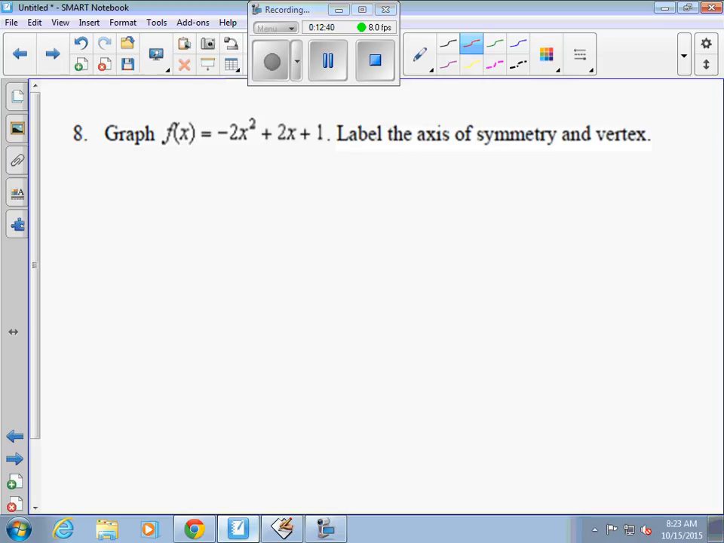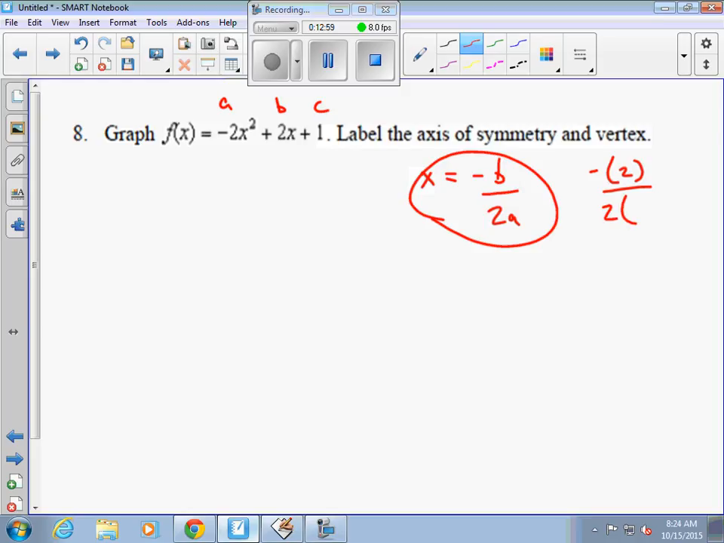So remember, x's value, and I'm going to write this on the board tomorrow, but you need to memorize this. X is equal to negative b over 2a. So we need to take, this is ax squared plus bx plus c. So negative b will be negative 2 over 2 times a. A's value is negative 2. So you have negative 2 over negative 4. So you get x's value as a positive 1/2.